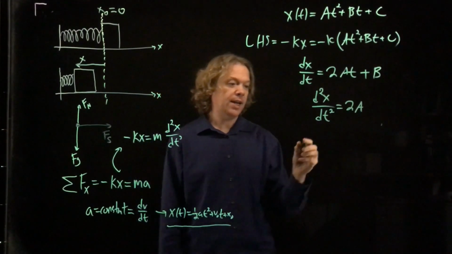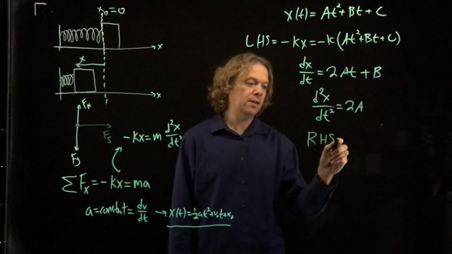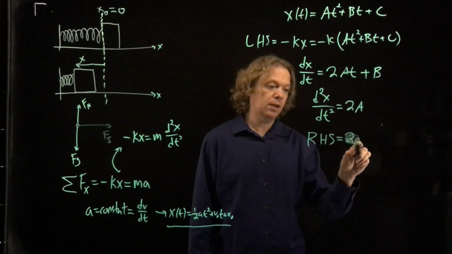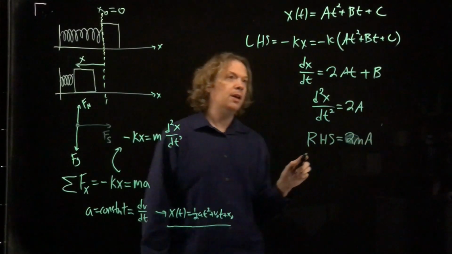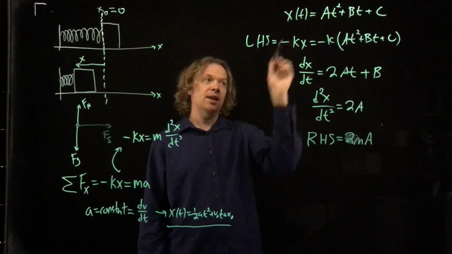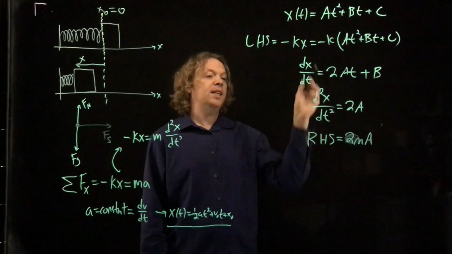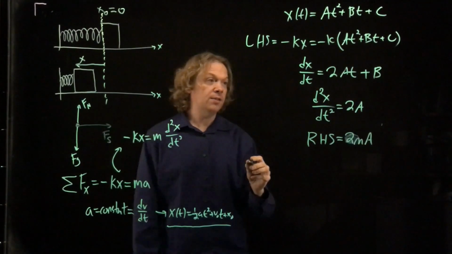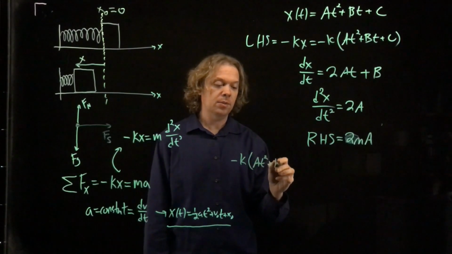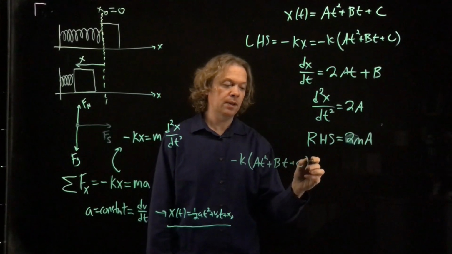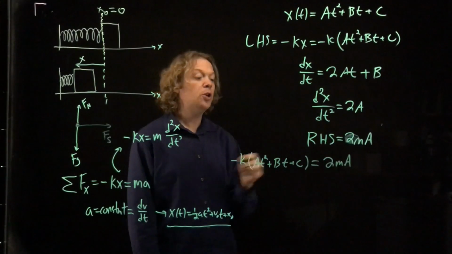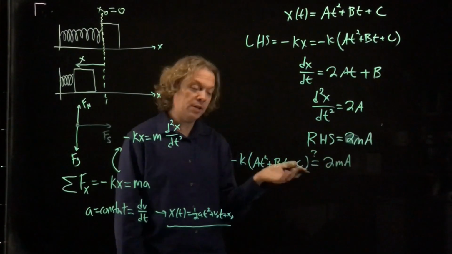Let's write down the right-hand side carefully. Right-hand side is equal to 2m times a, because I have a mass there. And if I'm going to make the left-hand side equal to the right-hand side, actually there's negative signs. Sorry, I got the negative sign, so we're good there. If I want to make the right-hand side equal to the left-hand side, I'm going to write them down and see if they are equal. So I'm going to write minus k times at squared plus bt plus c is equal to 2m times a. Okay, so could those be equal? Might not be equal.